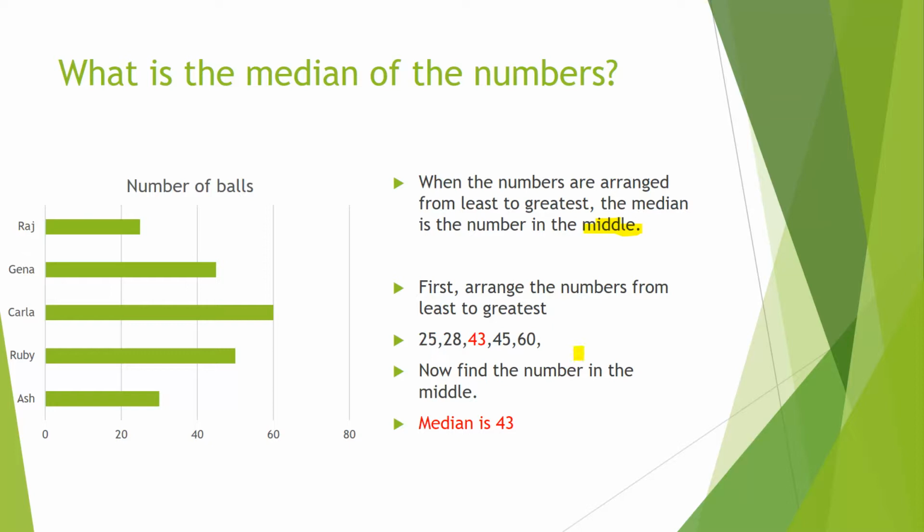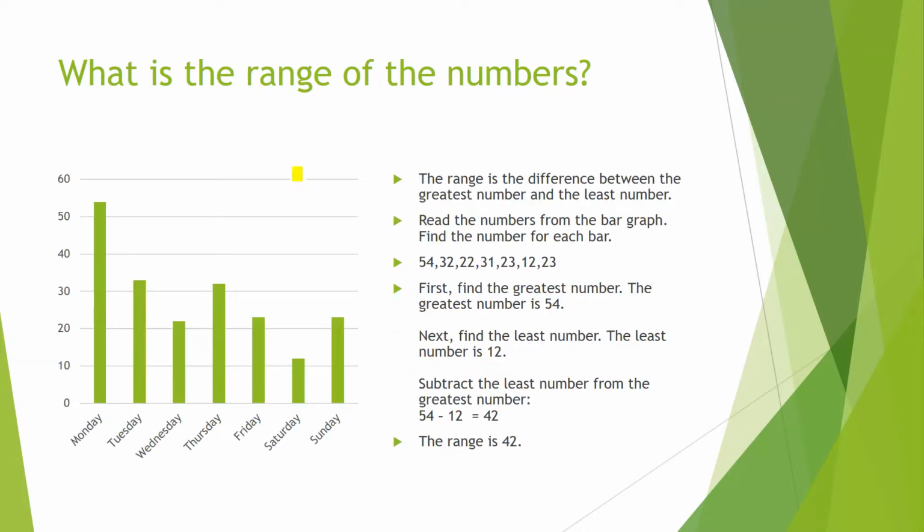Then you have to arrange these numbers from least to greatest. This one is the least, 25, Raj. Then 28. Then 43, Gina. Then 45, and the last is 60. Again, these are 5 numbers, 1, 2, 3, 4, 5, and it is very easy to find the median, the center number. Always keep in mind, in order to calculate the median, you have to arrange the numbers. So 25, 28, 43, 45, 60, and 43 comes in the middle, so 43 is the median.